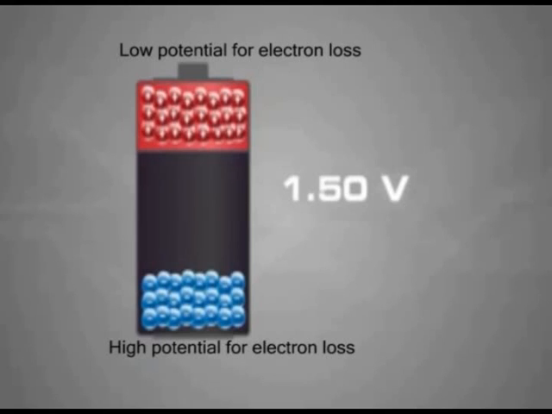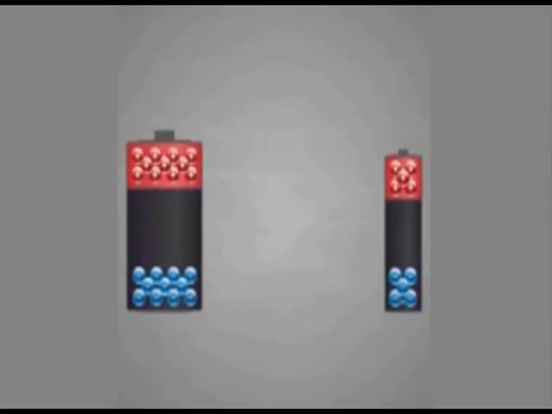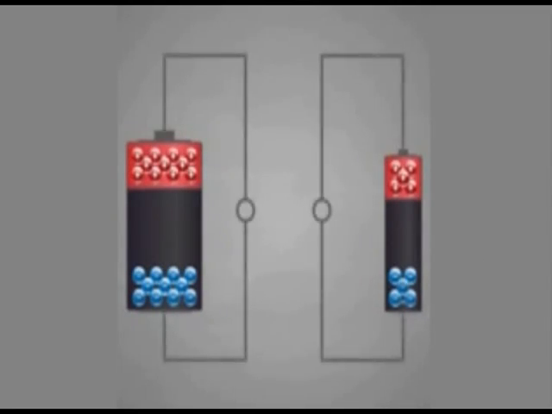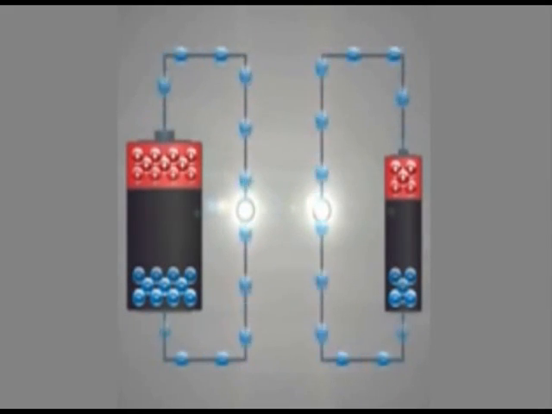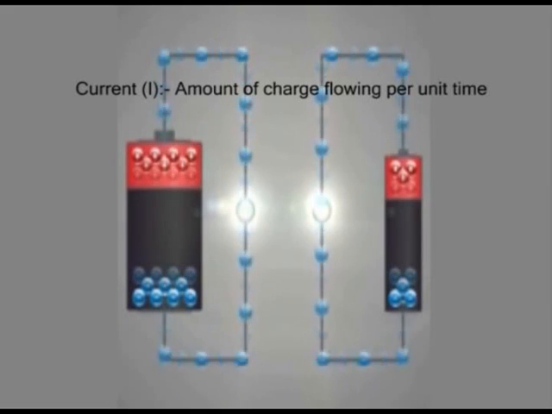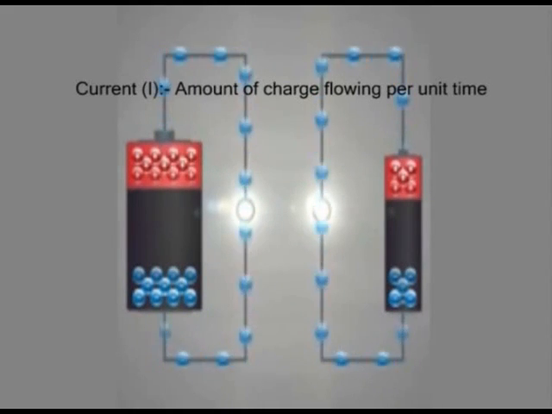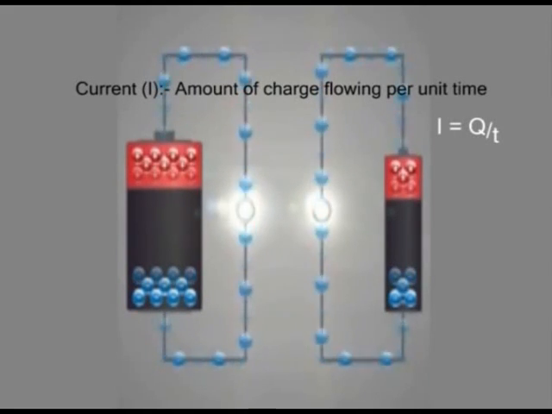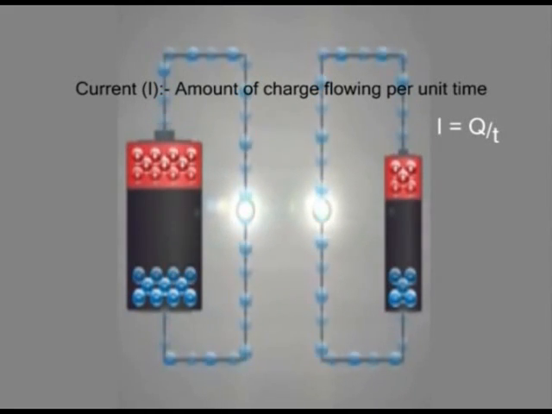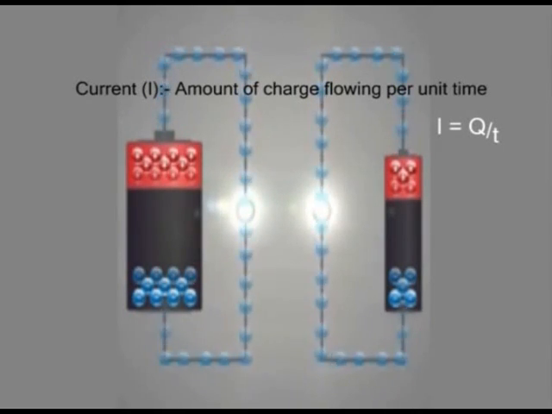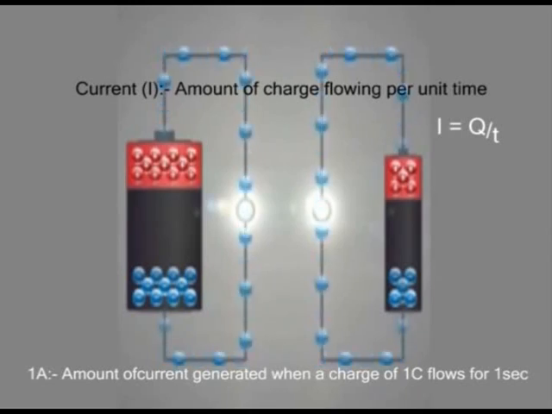And sure enough, if we connect these terminals externally via a conductor, electrons flow from the negative terminal to the positive terminal. The amount of charge flowing through a conductor per unit time is called current, symbolized I. Remember, the quantity of charge Q is measured in coulombs, so I is equal to Q over T. Current is equal to quantity of charge over time. The SI unit of current is amperes. The SI unit of time is seconds. So 1 ampere is the amount of current generated when a charge of 1 coulomb flows in 1 second.